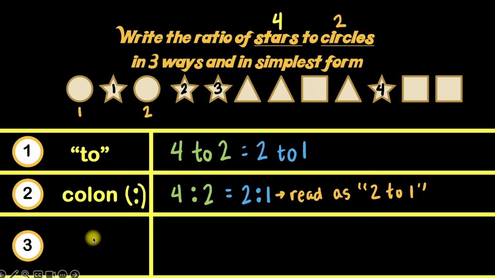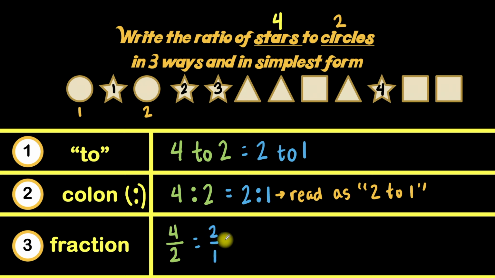And finally, the last way to represent ratios is by using the fraction notation. Now, when we write it as a fraction, the first value in our ratio goes in the top of the fraction. So we'll put 4 on top. Then we'll put our fraction bar. Then in the bottom of the fraction, we'll write the second value of our ratio. So here we'll write the value 2. When we simplify this, we're going to write it as 2 over 1.